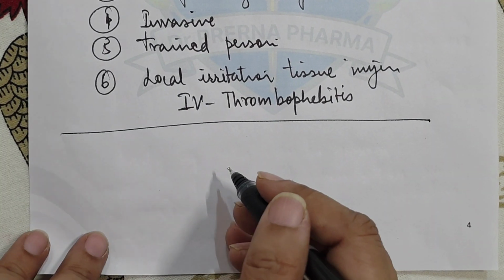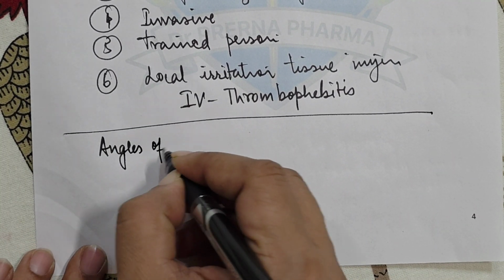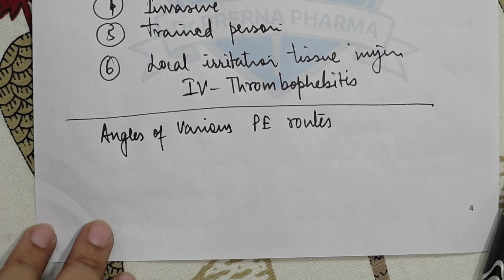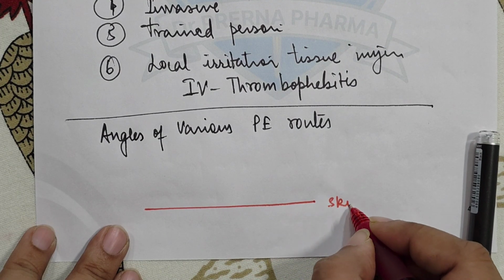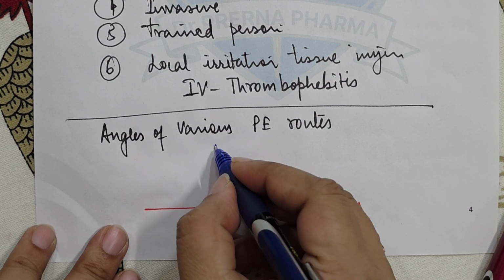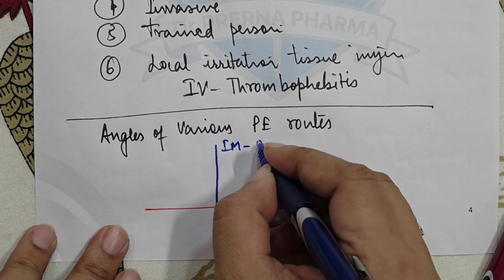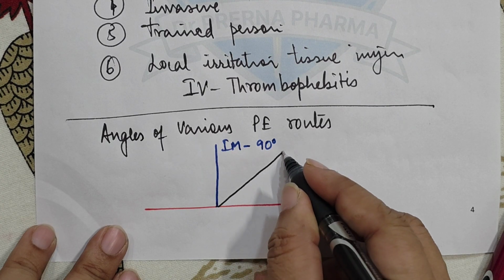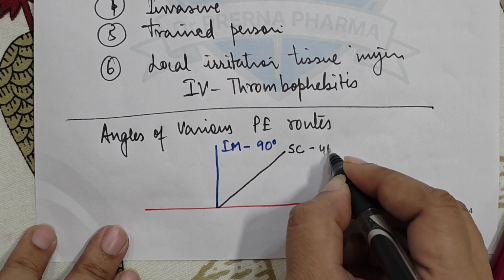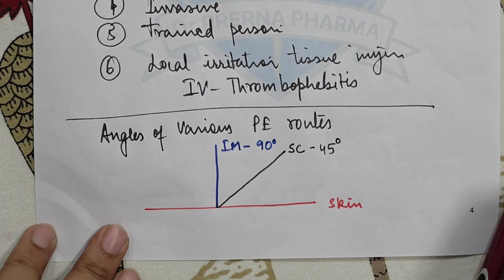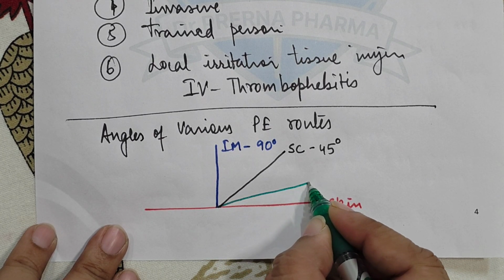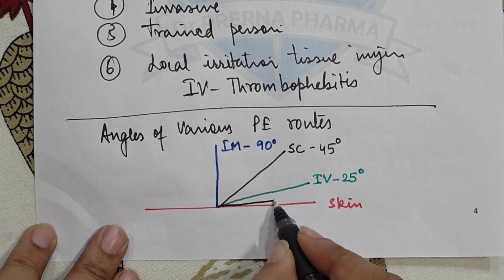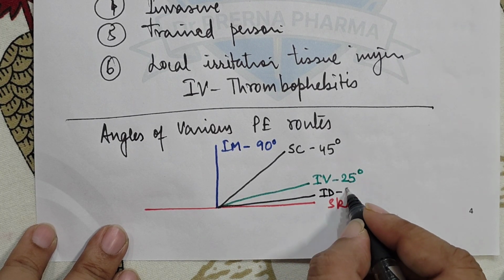One last thing that I would like to tell you about is the angles of various parenteral routes. What are the angles of syringes? This is something that you should really know. If this is the skin surface, this is the intramuscular route, which is given at 90 degrees. Okay, the intramuscular route is given at 90 degrees. Then the subcutaneous route is given at 45 degrees. Then the intravenous route is given at 25 degrees and intradermal is given at 10 to 15 degrees.